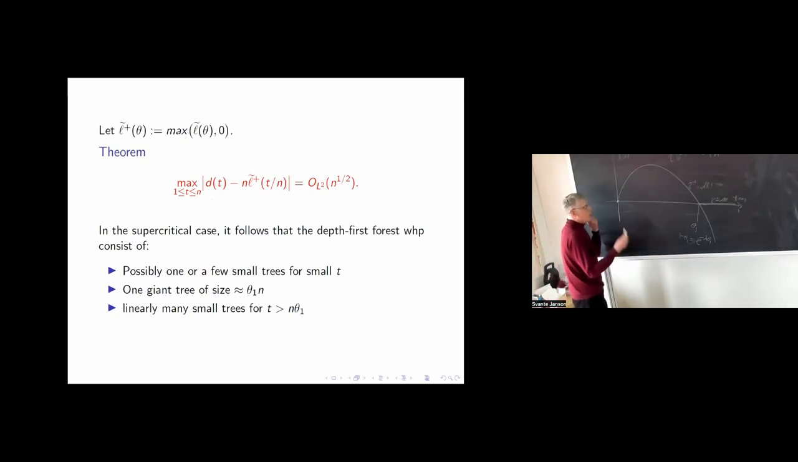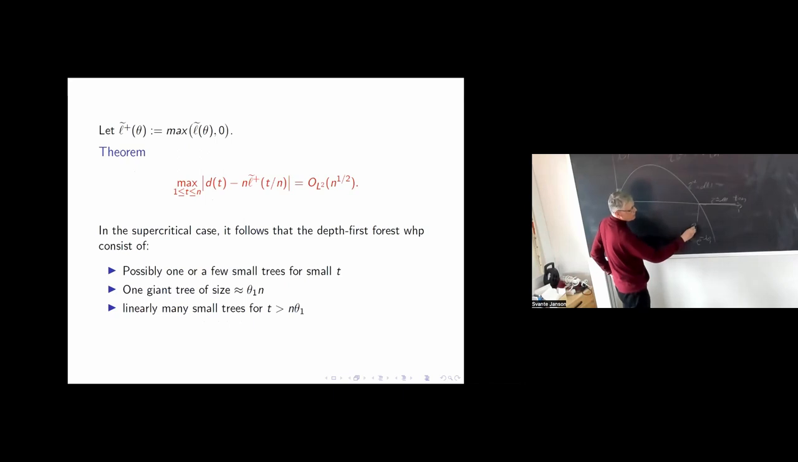And if we interpret that, it means that maybe we have a few small trees in the beginning here, which we don't really see at this scale. But then we will have here the depth will be positive all the time. We have no more roots, which means that this will be one big tree. So one big component in the depth forest, which has this size, times n. And then after here, we will again have lots of small trees.